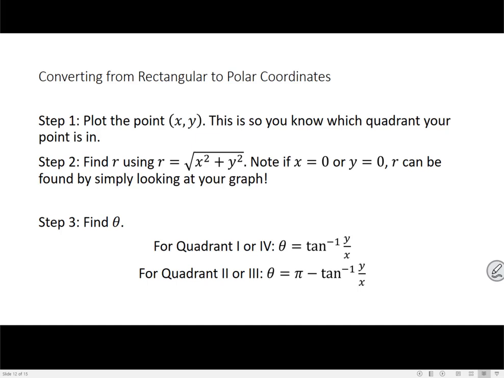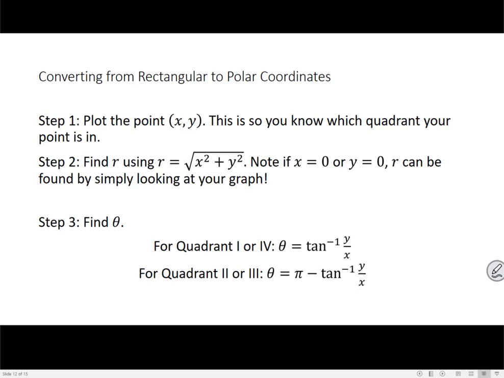Hi class, now let's talk about going from rectangular coordinates to polar coordinates. This is a little less straightforward, though it's not too bad, than going from polar to rectangular coordinates. So this video might be a little longer. I have 4 examples to show you guys. And there are three steps here.